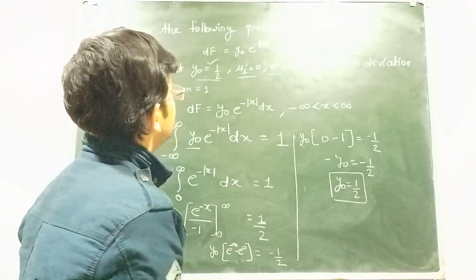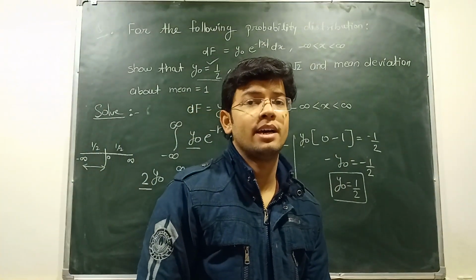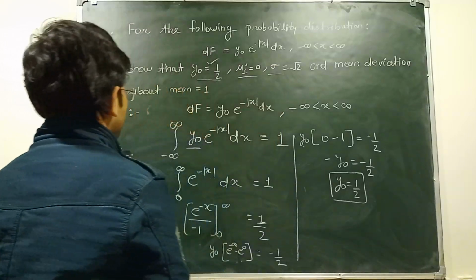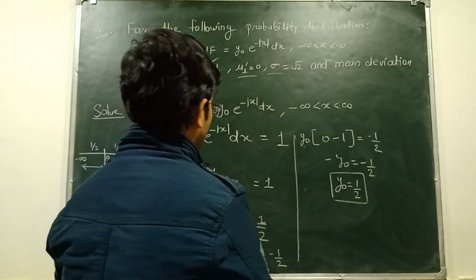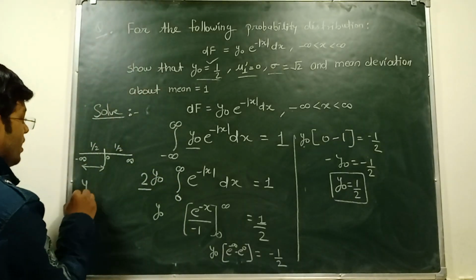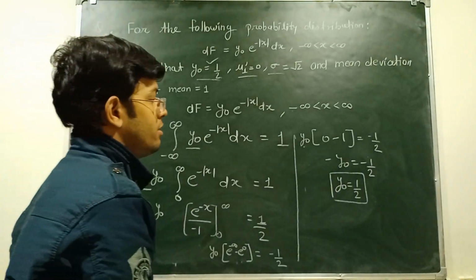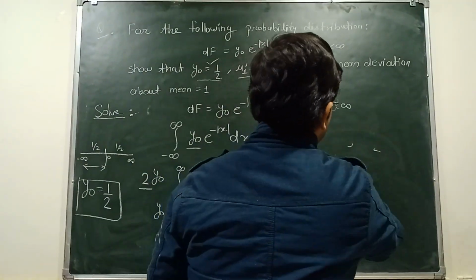Now the second term is mu1 dash. Mu1 dash is equal to the mean, so we have to find the mean. Now how can we find the mean? Here you can write the constant term y0 is equal to 1 by 2, and the second term is the mean.